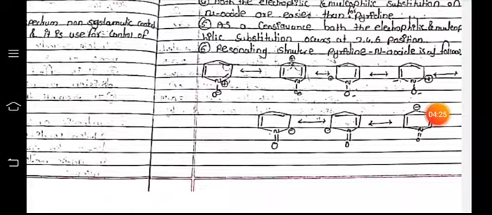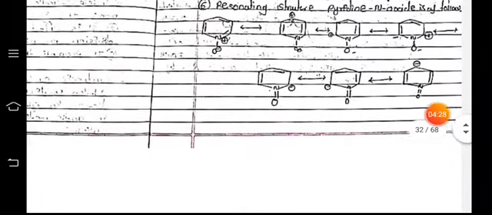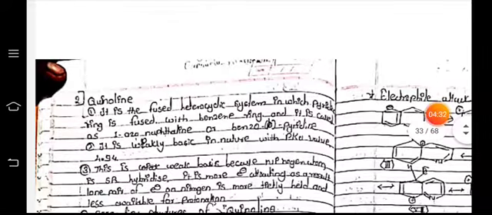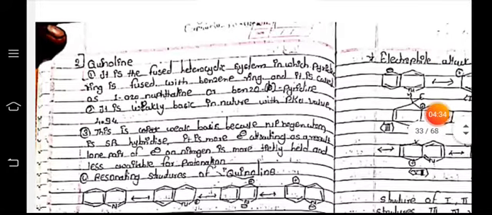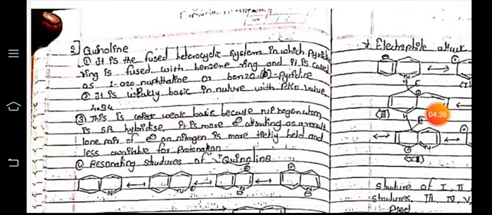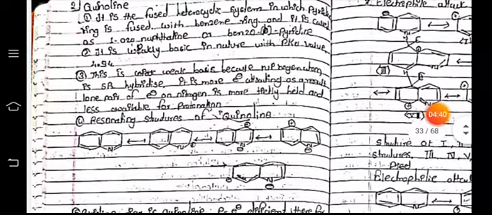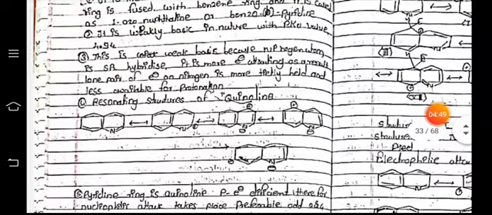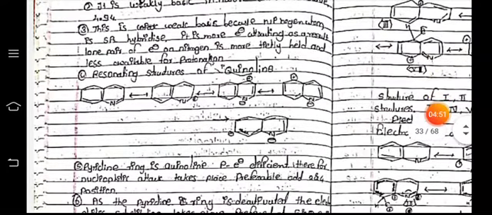The resonating structures of pyridine oxide are as follows. We have drawn these structures, so you should practice them. Next is quinoline. It is a fused heterocyclic system in which a pyridine ring is fused with a benzene ring, and it is called 1-azanaphthalene. It is weakly basic in nature with a pKa value of 4.94.